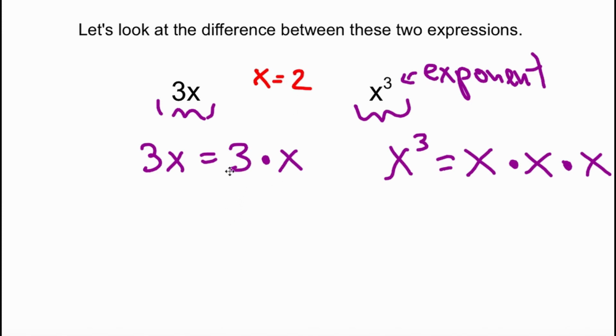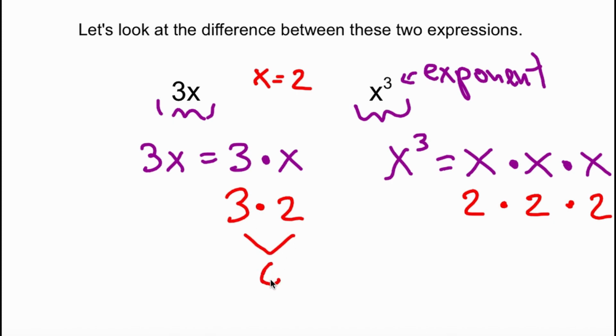Alright, so now 3 times x will become 3 times 2. Whereas in this case, again, the x will also be 2. This one will become 2 times 2 times 2. Well, what is 3 times 2? 3 times 2 is 6.